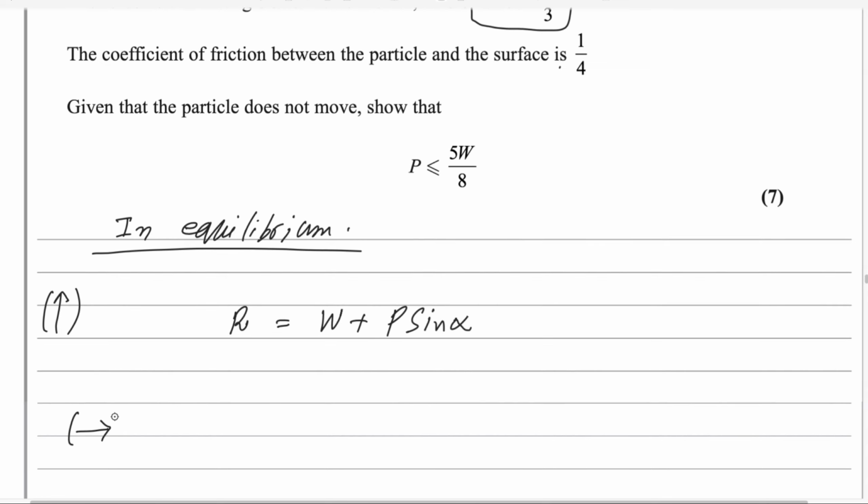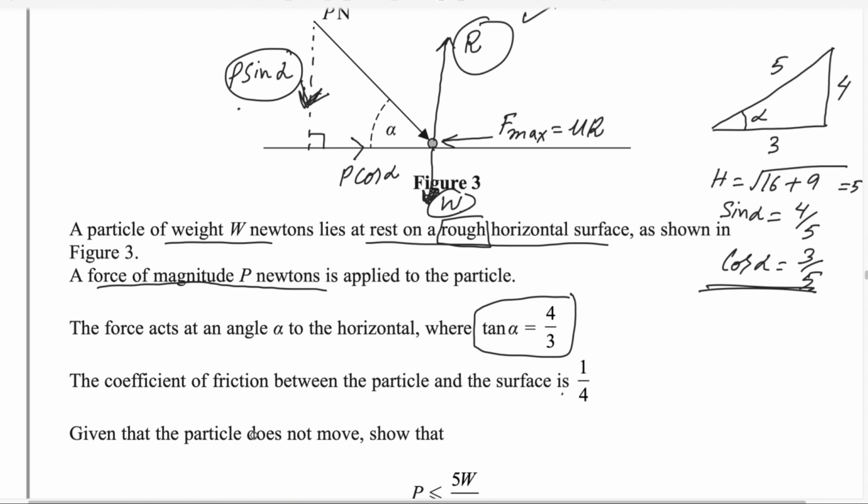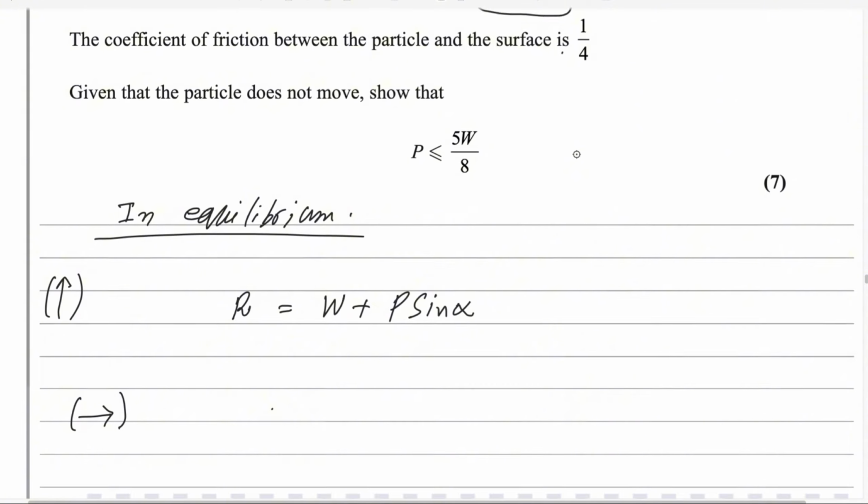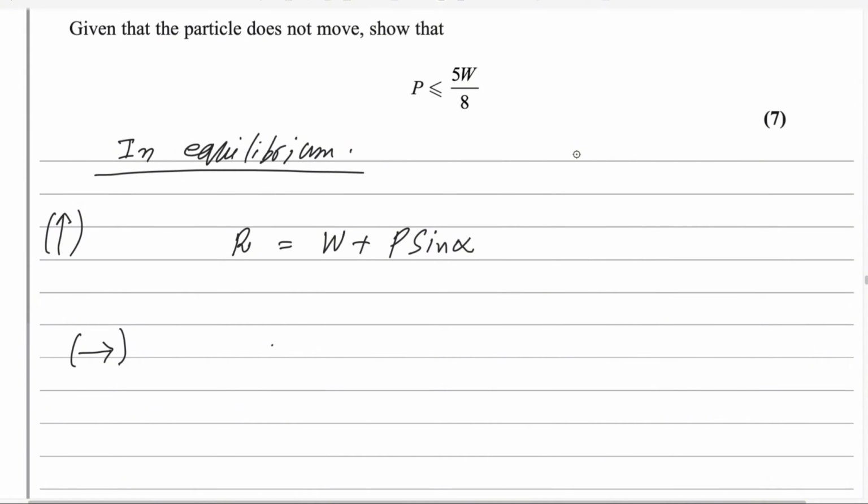Consider this way: leftward force equals rightward force. We can write that this force equals this one. This one is acting on the right side and this one is acting on the left side. So we can use this as well. So F max will be equal to P cosine alpha. That's it.